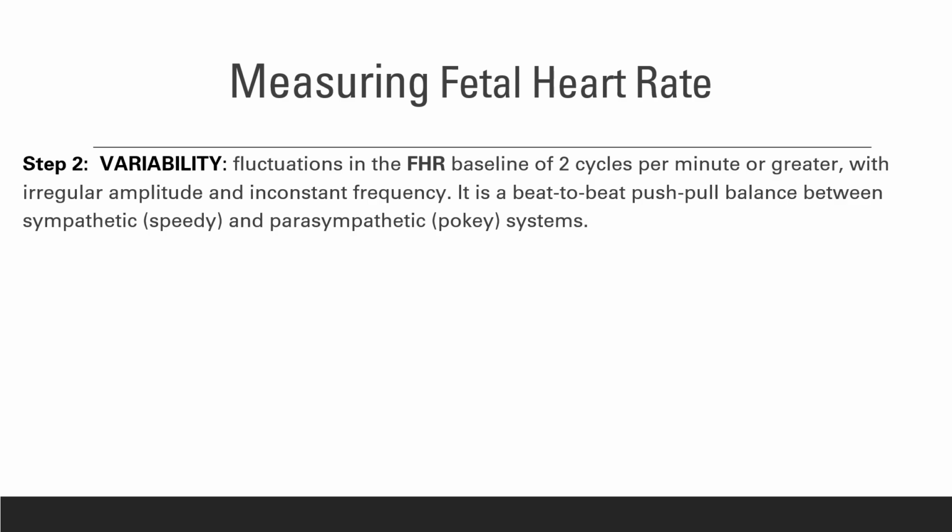And the second step is to measure variability. Variability is the fluctuation in the fetal heart rate baseline. Again, this is done in minutes, as well as capturing the amplitude of the frequency. So basically, it's your beat-to-beat push and pull balance between the sympathetic and parasympathetic system. So it's basically your beat-to-beat heart rate for that actual fetal heart rate.